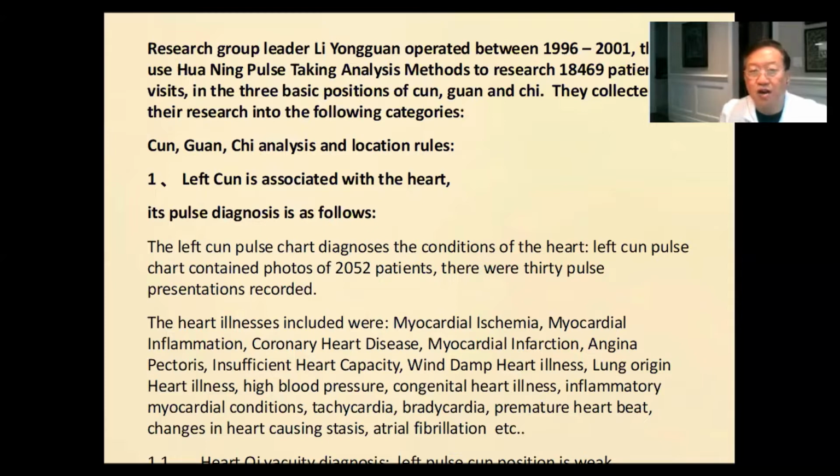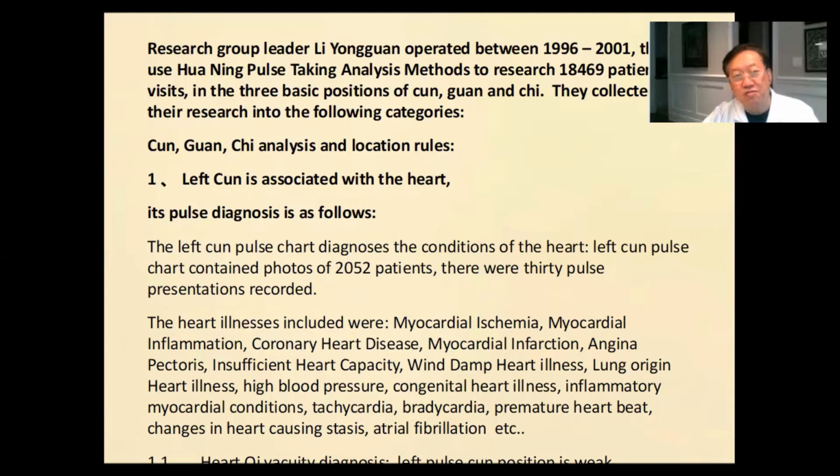1. Left Cun is associated with the heart. Its pulse diagnosis is as follows. The left Cun pulse chart diagnoses the conditions of the heart. Left Cun pulse chart contained photos of 2,052 patients. There were 30 pulse presentations recorded.